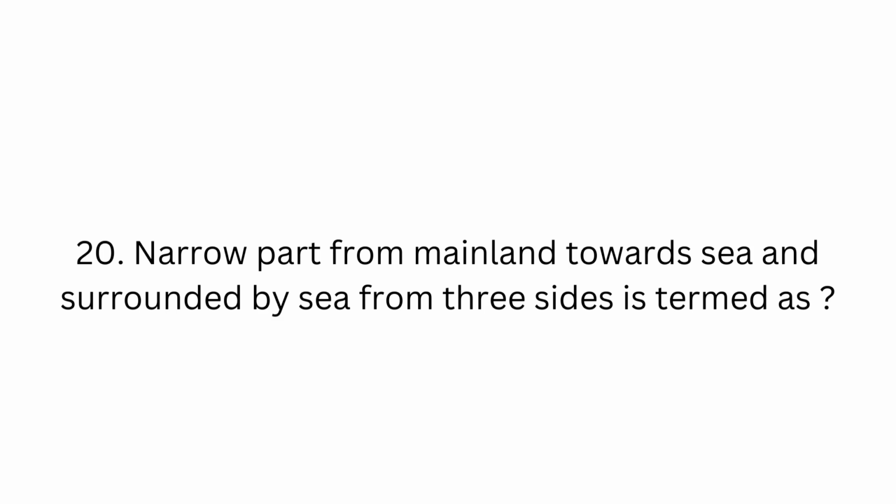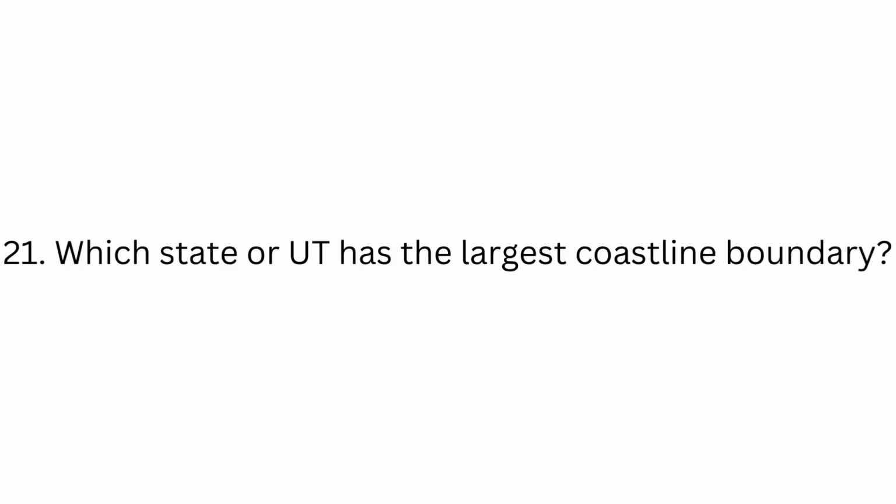Moving to the 20th question, a narrow part from mainland towards sea and surrounded by sea from three sides is termed as a Cape. Basically, you will see a cape at Kanyakumari, where you see the land boundary in a triangular form, where the land boundary is surrounded by water on three sides.